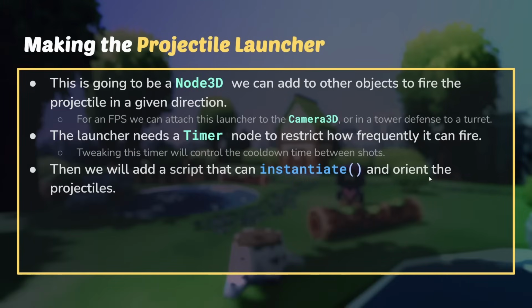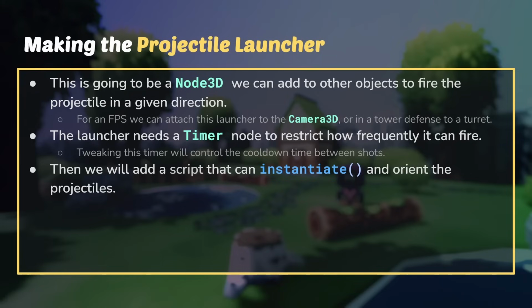So we've made our projectile, we can fire it in a direction. Now we need to make our projectile launcher. This is going to be a Node3D, and we're going to be able to add it to any object we want to fire a projectile in a given direction. For an FPS, it's ideal to attach this to the camera, or in a tower defence you could add it to a turret. Whatever you need, you'll be able to launch projectiles with this node.